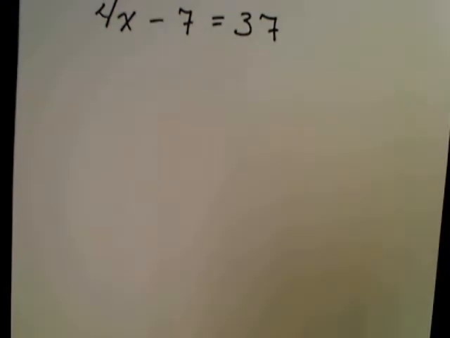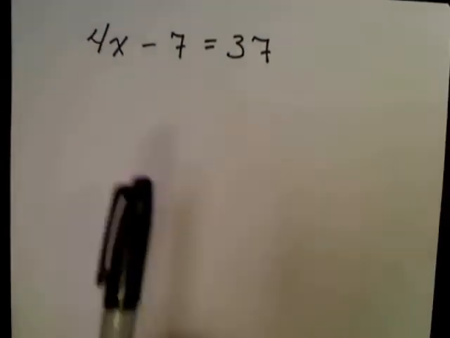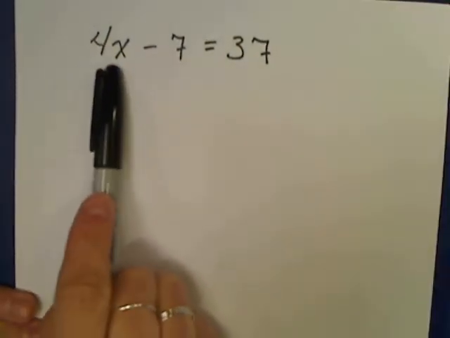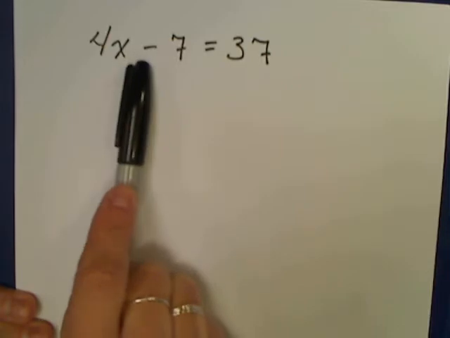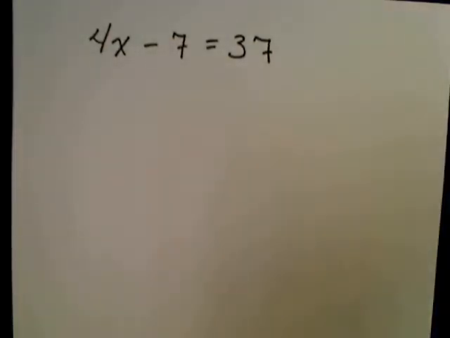Now you can see that on the left side we have 2 operations. We have 4 times x, so multiplication, and we have subtraction. So there are 2 operations here, and that's why we call this a two-step problem.